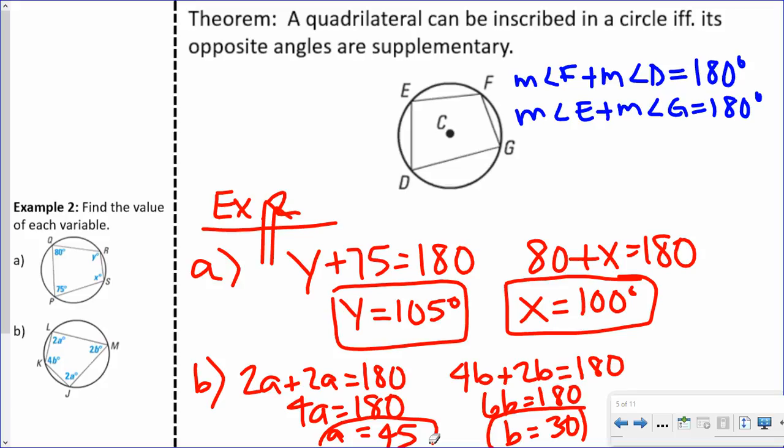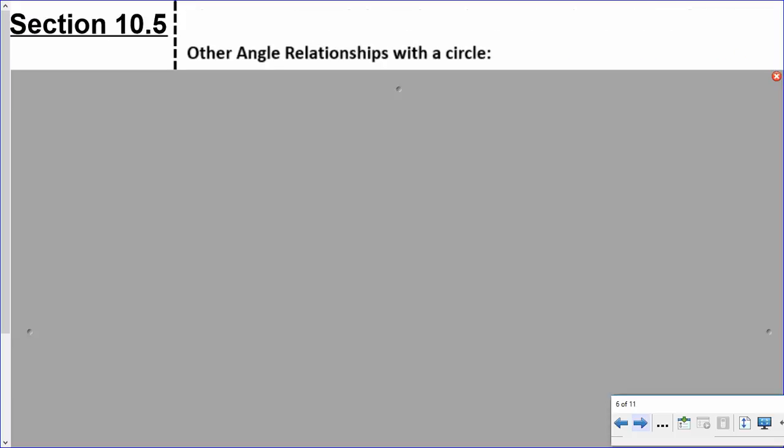Okay. All right. So leave a little bit of room. So maybe leave 4 or 5 spaces, or if you're done with that page, move on to the next page and do section 10.5, which is the last main idea. So here are other angle relationships with a circle.